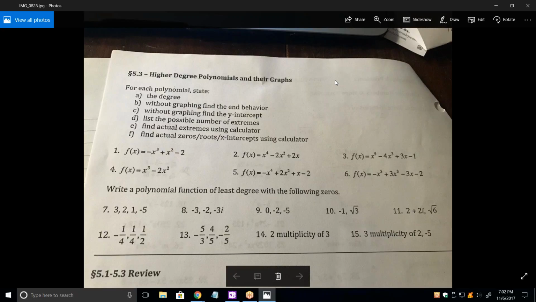I'm trying to think if it makes more sense to do each one of these while we're doing it. Yeah, I think it might.